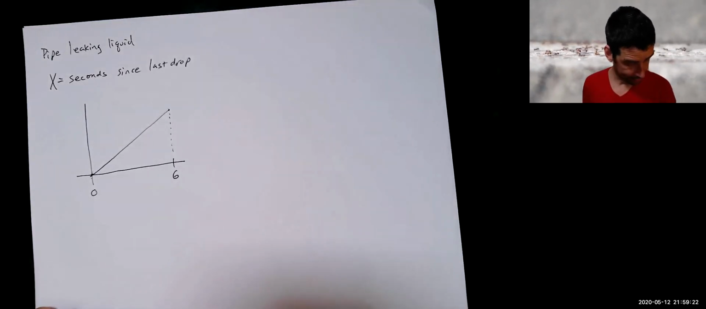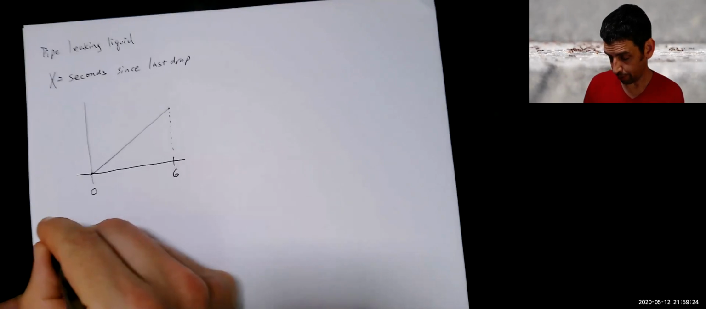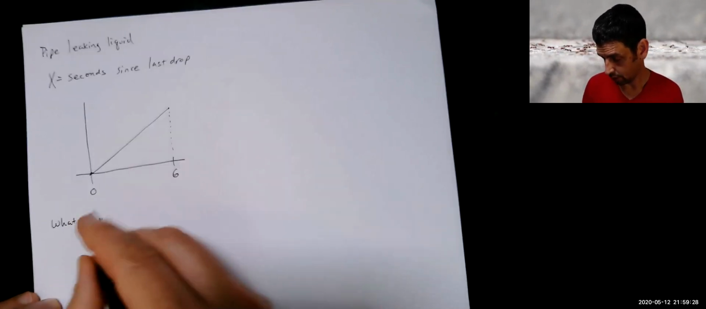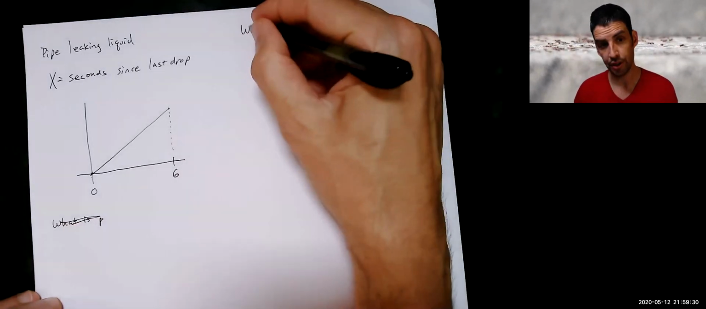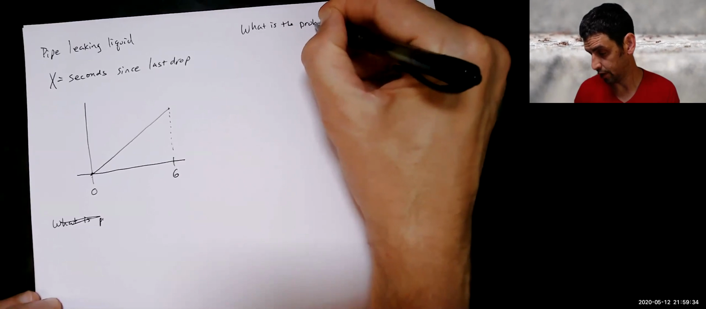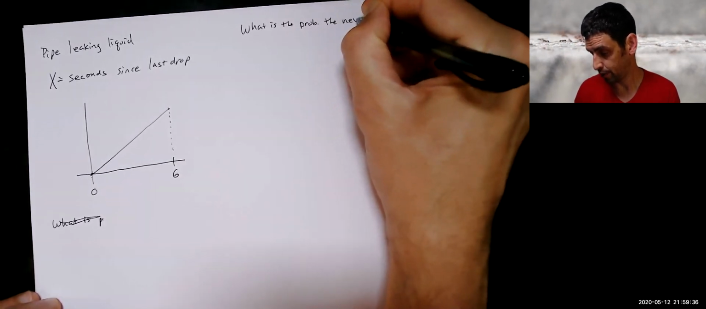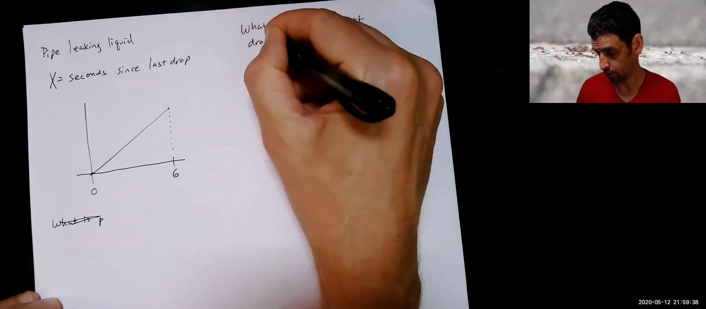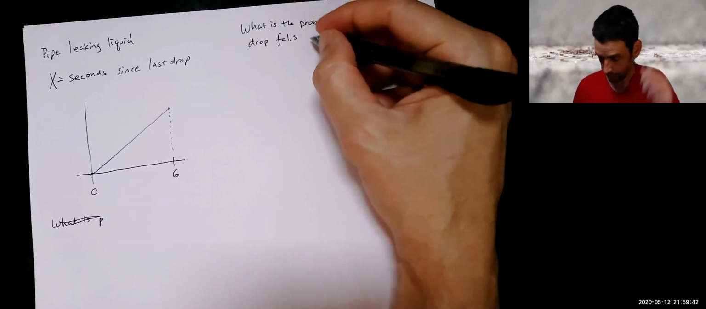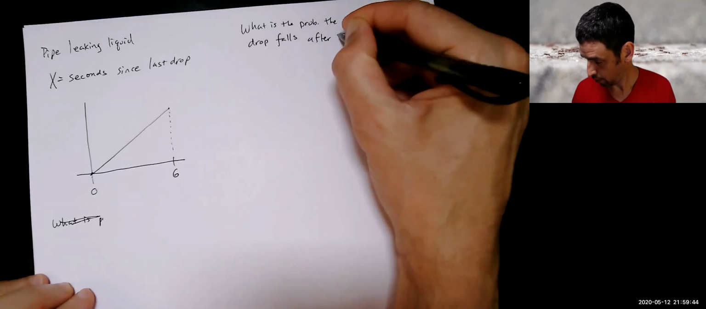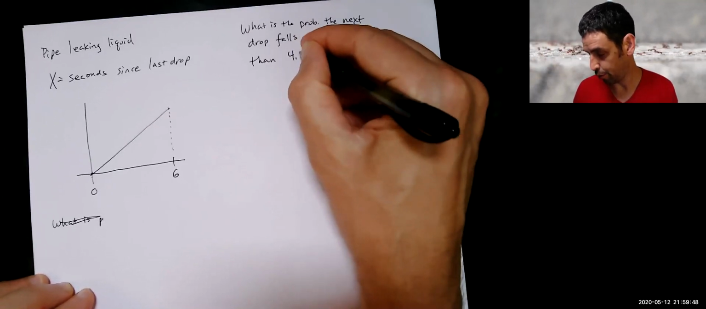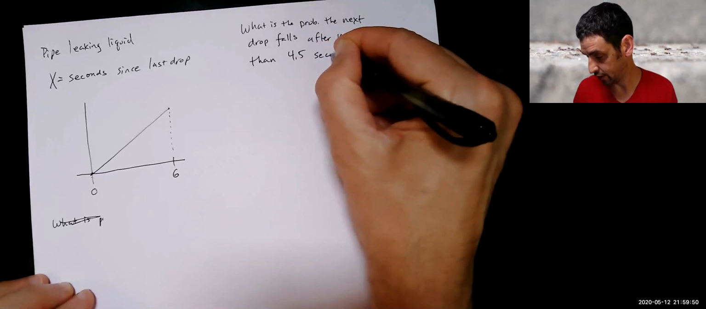And I might want to answer the question, what is the probability? Actually, let's write it up here. What is the probability the next drop falls after more than 4.5 seconds?